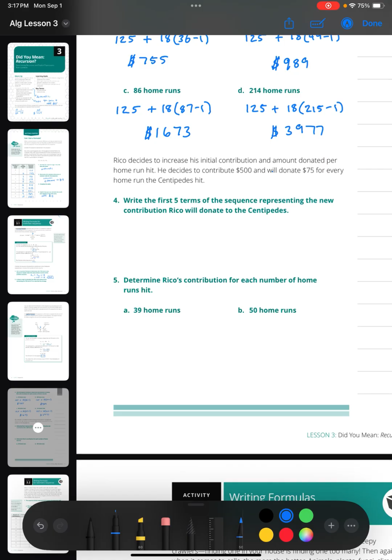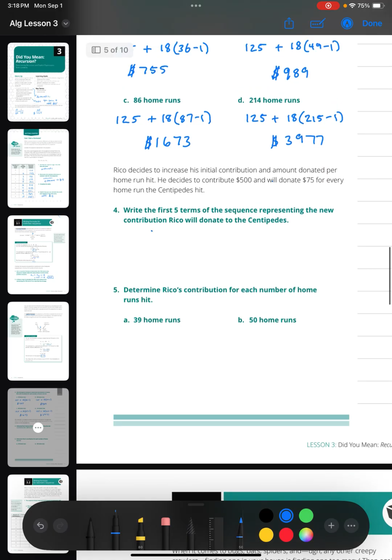Okay, so it says Rico decides to increase his initial contribution and amount donated per home run he hit. He decides to contribute $500. So there's our new initial amount, and he will donate $75 for every home run the Centipedes hit. So write the first 5 terms of the sequence representing the new contribution he will make.